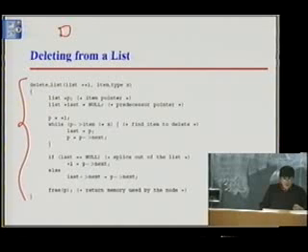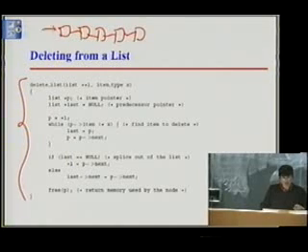Suppose you want to delete an item from a linked list. How do you go about deleting something from a linked list? What is the basic procedure? Somebody? Yeah? You need a trailing pointer.